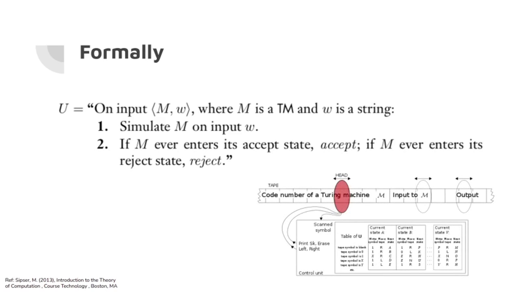So here's a little graphic of how that can be done. As you can see, the first part of the tape is the decoding of the machine M, followed by the input to M, which in our case would be the string W. And then after that will be the output of U. And so this is kind of like the action table, the standard description of the action table that Alan Turing talked about in his paper.